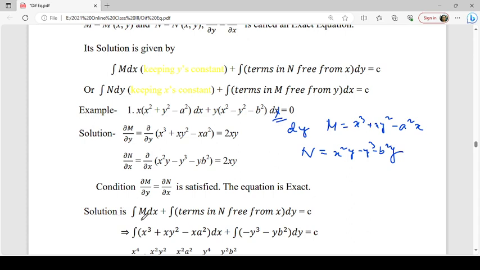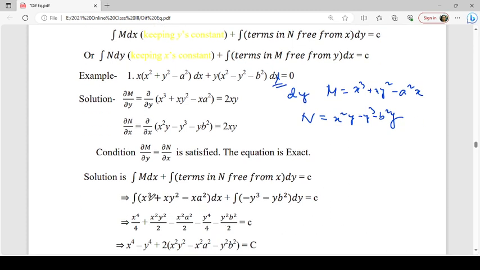Then the solution is the integration of M dx, so M is this, then the terms free from x, so free from x is this part, minus y cube minus y b square. We can't write x square y because it is not free from x, we only write minus y cube and minus y b square, with respect to y.